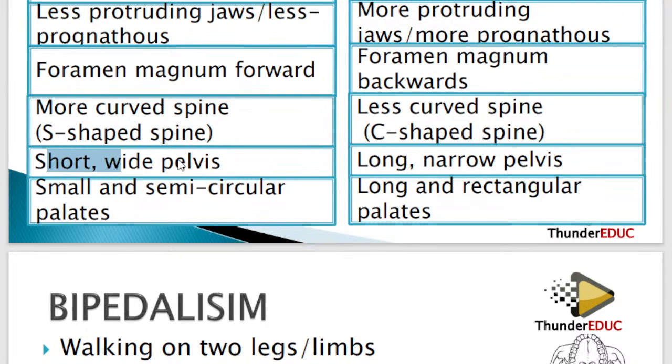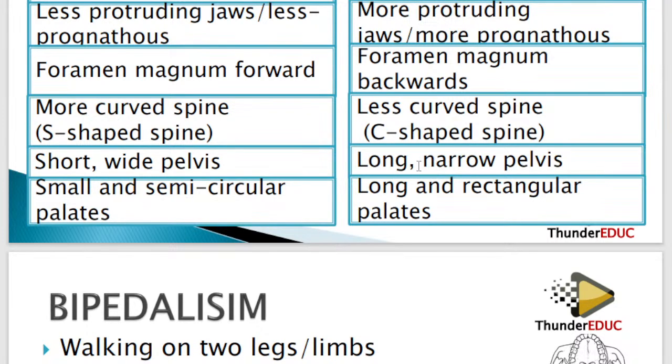Short, wider pelvis. I don't have a pelvis here, but I have that of a human, so I'm going to show you also. I'm just trying to go through the theory, and then I go back to the practical, so that we don't waste too much time. Here we are saying that the pelvis is short and wider. This is short and wider if you are small and able to walk on two limbs, while here it's long and narrow.